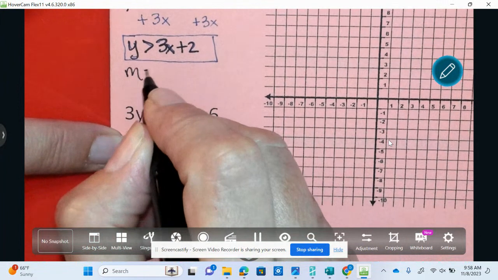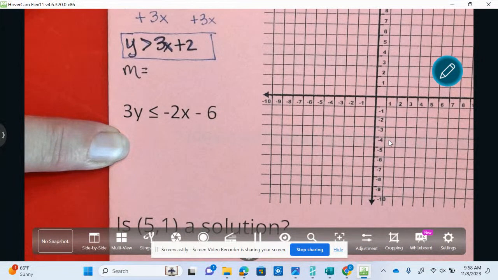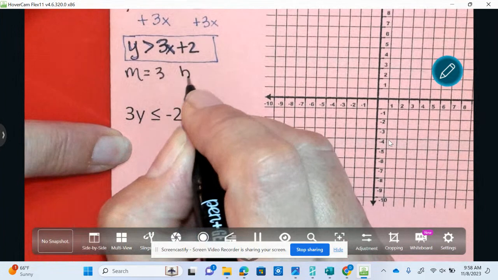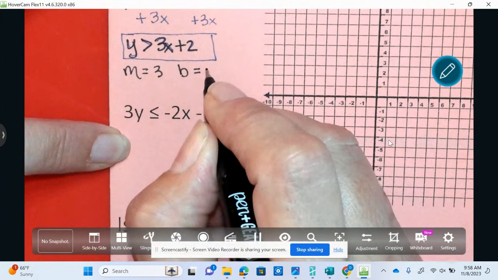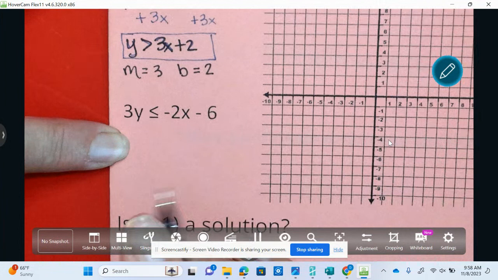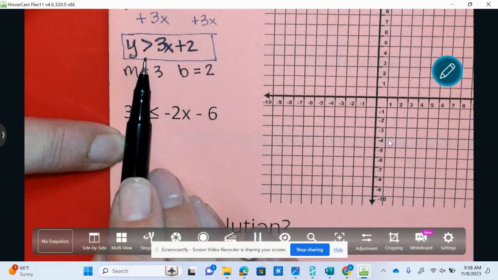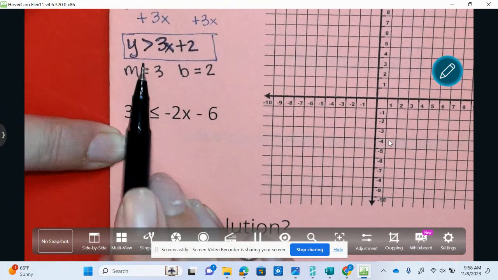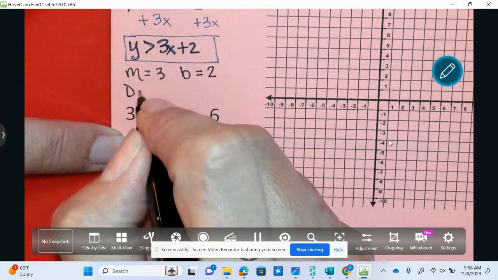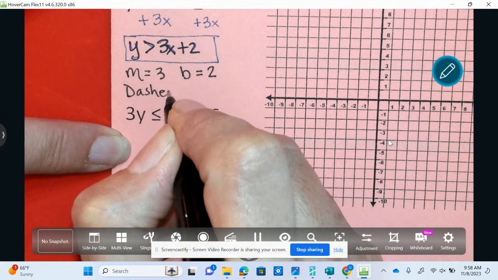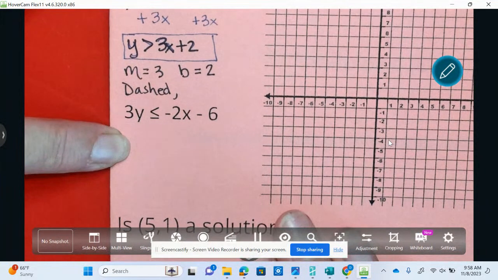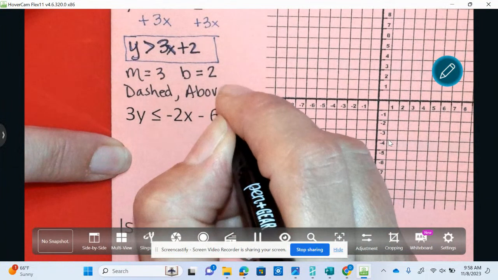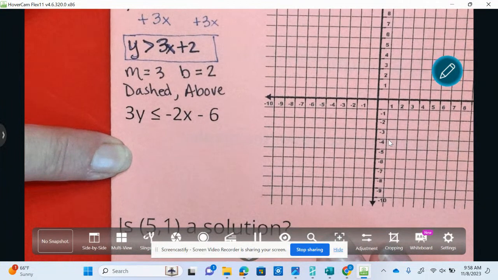What does m equal? M is the number attached to the x. 3. What is my y-intercept? 2. Look at the inequality. Does it have a bar underneath it? No. So that means that this is going to be a dashed line. Am I going to shade above or below? So let's go ahead and graph this first one.